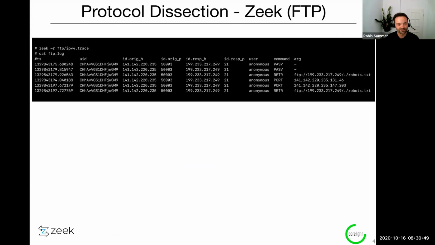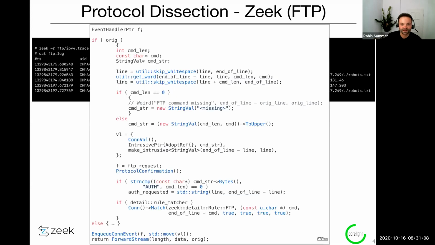So FTP, and when I was talking about this, the logs coming out of Zeek are essentially the immediate user interface, the results you're getting out of it. So in the FTP.log, if I put it onto a tiny little FTP trace, I see a few commands with arguments. And this is being parsed out by code that looks like this. And this is C++ code now. Zeek is written in C++.